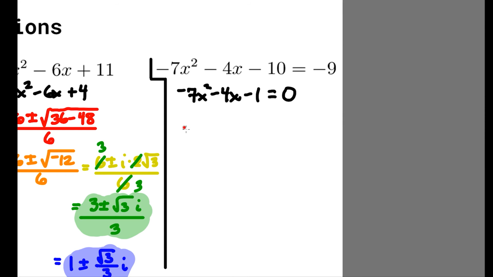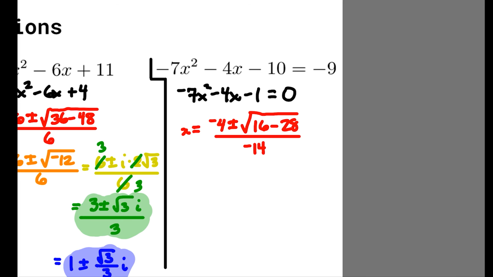From here, we're going to use the quadratic formula since it's in standard form. So you're going to do negative 4 plus or minus the square root of b squared, which is 16, minus 4ac. So then we're going to multiply by 4ac, which is going to be 4 times negative 7 times negative 1, and you end up with 28. And this is all going to be divided by 2a, which in this case is going to be negative 14.